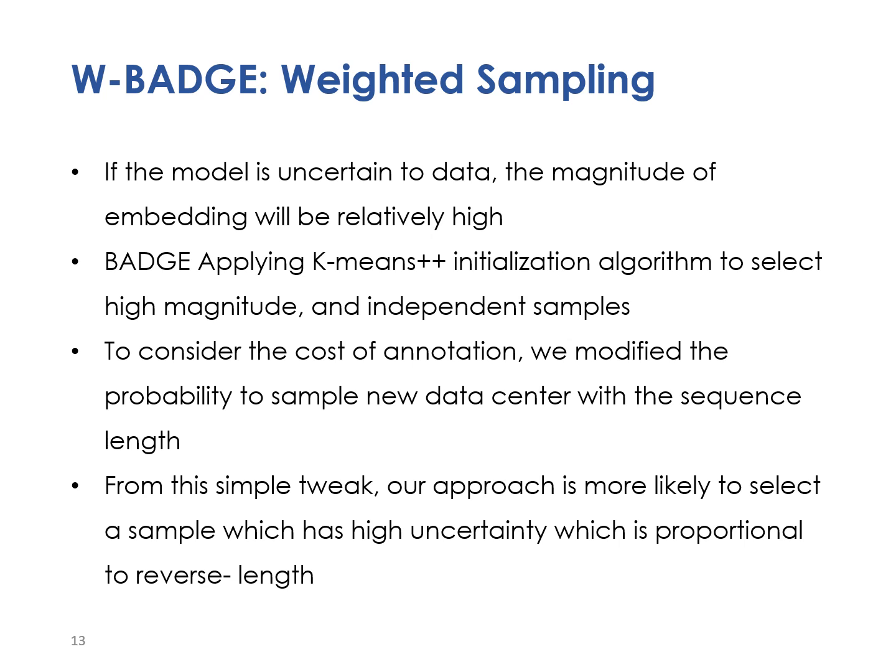To consider the cost of annotation, we modified the probabilities to sample a new data center with the sequence length. From this simple tweak, our approach is more likely to select a sample which has higher uncertainty as well as being proportional to the reverse length.